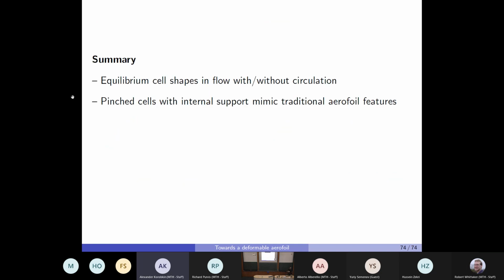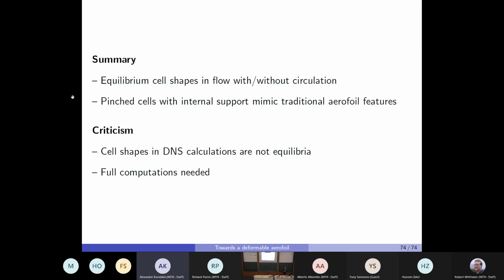So that's the summary of what I've talked about in terms of trying to work towards a model of a deformable aerofoil. And as I say, a major criticism of the simulations I've shown you there, the DNS ones using Jerris, is that they're not true equilibria, and the calculation should really be done for a deforming aerofoil. So we need to do full computations, but I should stop there. And thank you for listening.